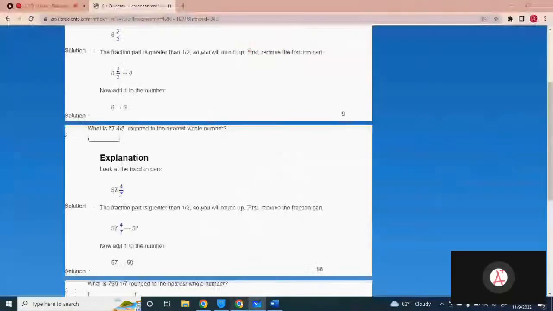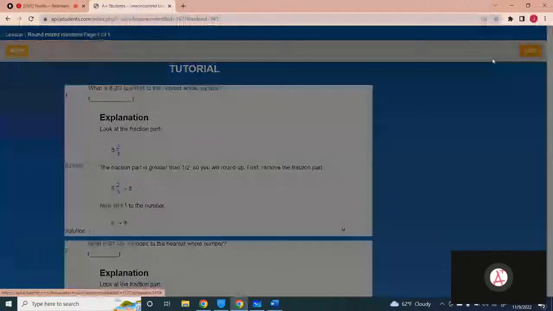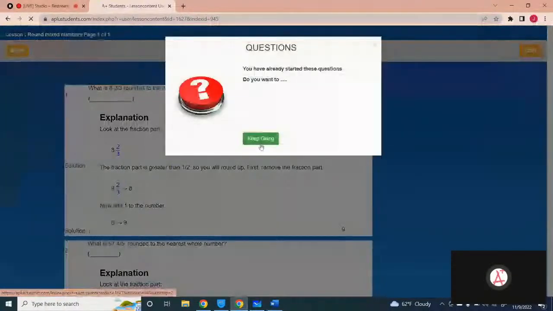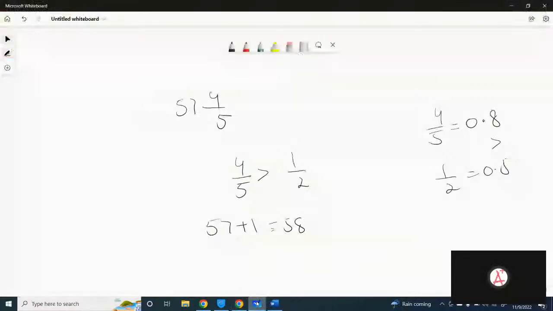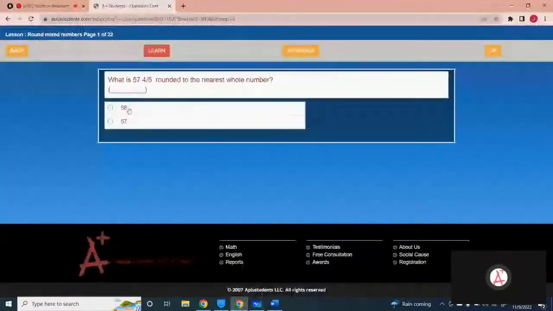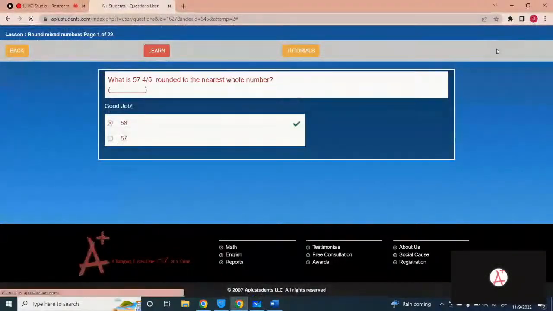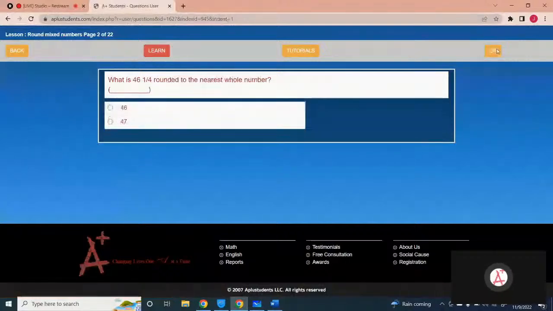Okay. So let's start with the practice questions. Let's start with the test. The first one is, what is 57 whole 4 by 5 rounded to the nearest whole number? That's the one we just did on the board. Here we have 57 whole 4 over 5, so it would be rounded off to 58. So the correct option is 58. Just select the correct option and click on the OK button. Okay, the next one is 46 whole 1 over 4.